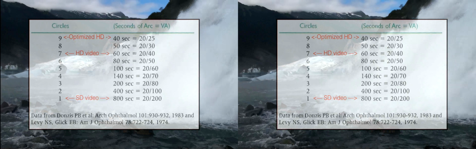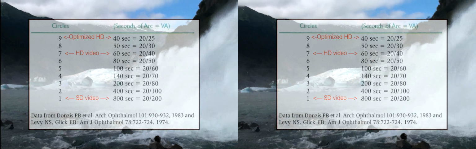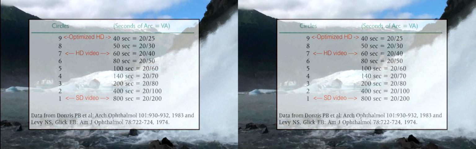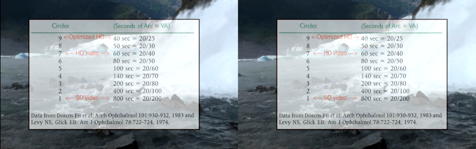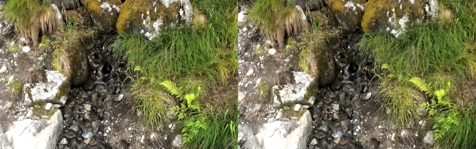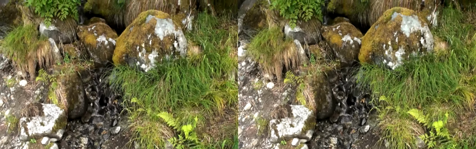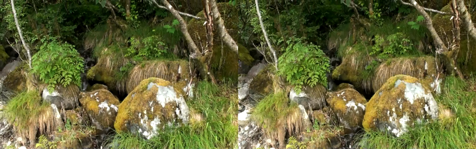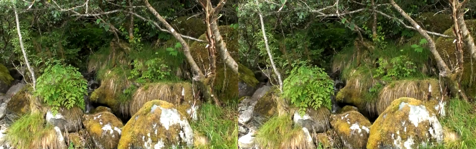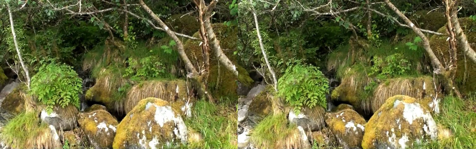Standard definition 3D video yields only gross stereo acuity, but 1080p 3D video gives us high-grade stereo vision, which, when coupled with slightly increased zoom settings, is equivalent to 20/20 visual acuity and the resulting normal stereo acuity of 40 seconds of arc that we perceive looking through the oculars of the microscope.